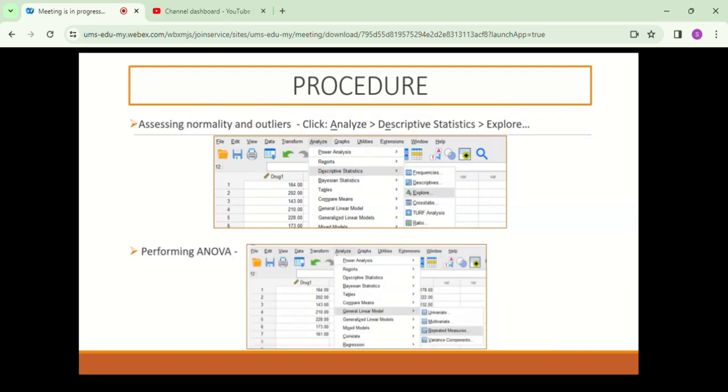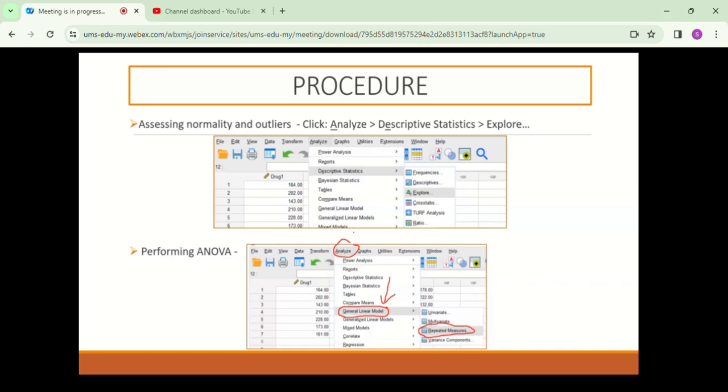And then for the normality and explore just now, okay, then we can perform the ANOVA. So how to perform the ANOVA? We go to analyze and then general linear model. Because this is for dependent sample, we can only assess from GLM, and then choose repeated measures.